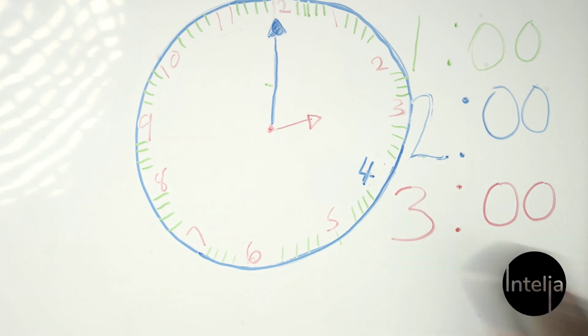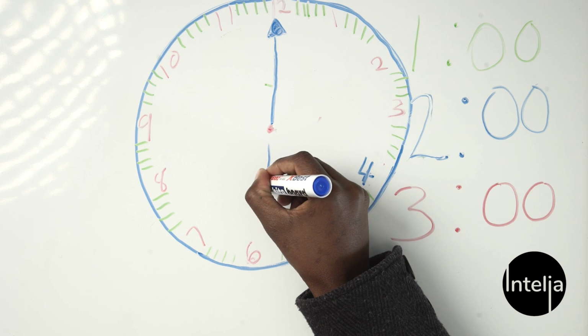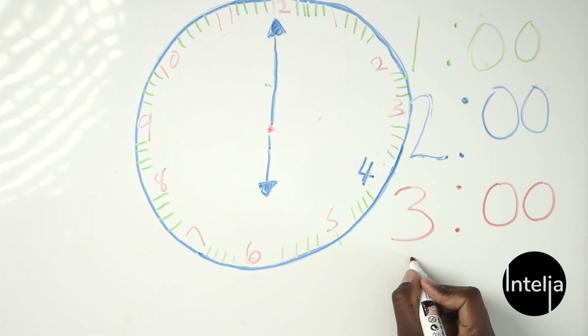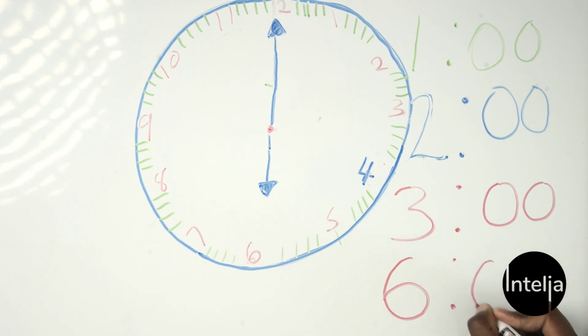So let's do another example. Our hand is pointing at 6 like this. So what time is it? If our hour hand is pointing at 6 and our minute hand is pointing at 12, what time is it? Yes, it's 6 o'clock. Then we come here, we write our 6 o'clock. As always, you put these 2 dots here, 6 o'clock, like this.